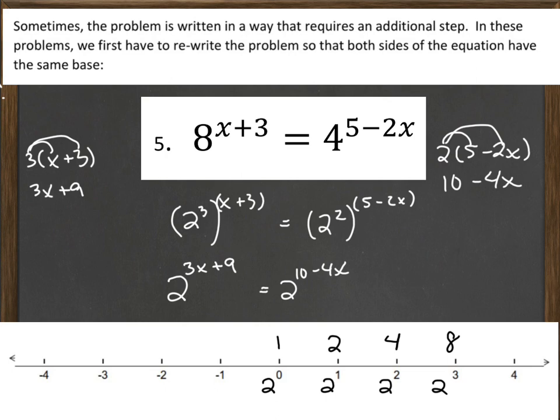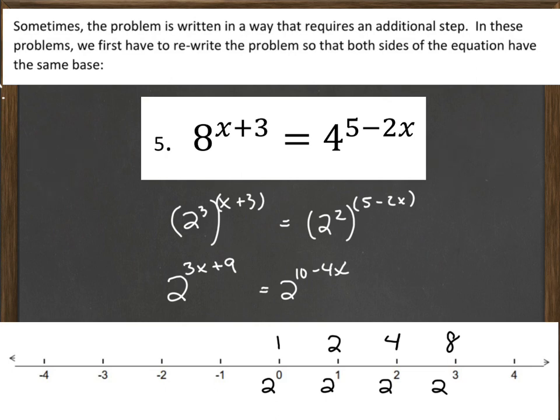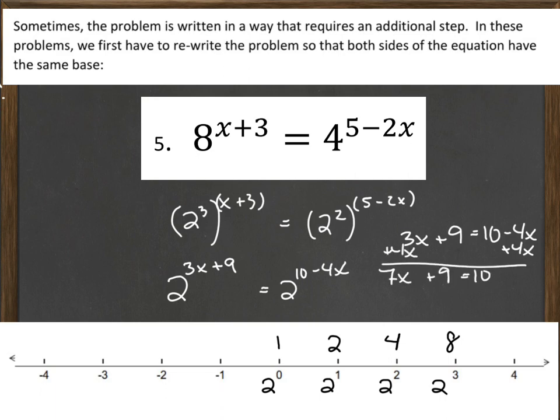Okay, so now I do have the same base. So now that I have the same base, I can just set those equal to each other, and I'll have a multi-step linear equation that I can solve. So we have 3x plus 9 equals 10 minus 4x. I'm going to add 4x to both sides. I get 7x plus 9 equals 10. I subtract 9 from both sides. I get 7x is equal to 1. Divide by 7, divide by 7.